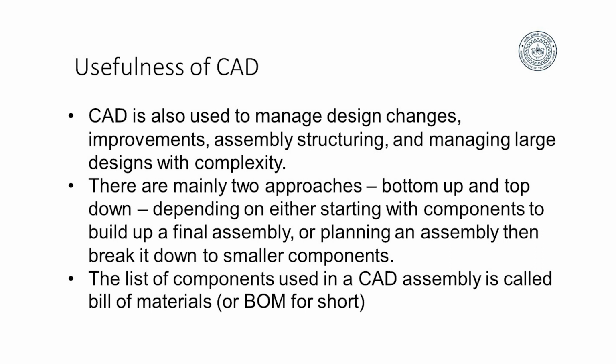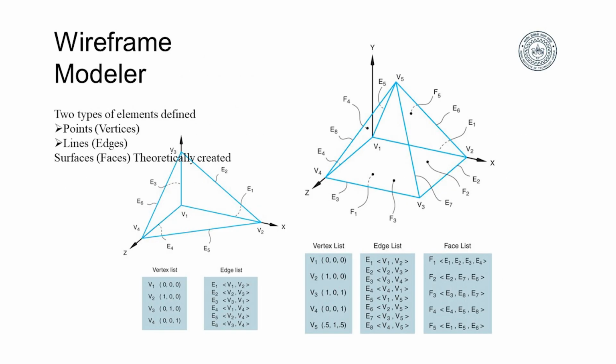So, there are two main approaches to CAD. One is the bottom up and the other is top down. So, you can start with the components to build up a final assembly, or you can take an assembly and break it down into smaller components. So, the first one is bottom up, from components to the final assembly, and the second one, from the assembly to the components, that is top down. The list of components used in a CAD assembly, that is known as the bill of materials, you all know by now. So, first let us look at a wireframe modeler.